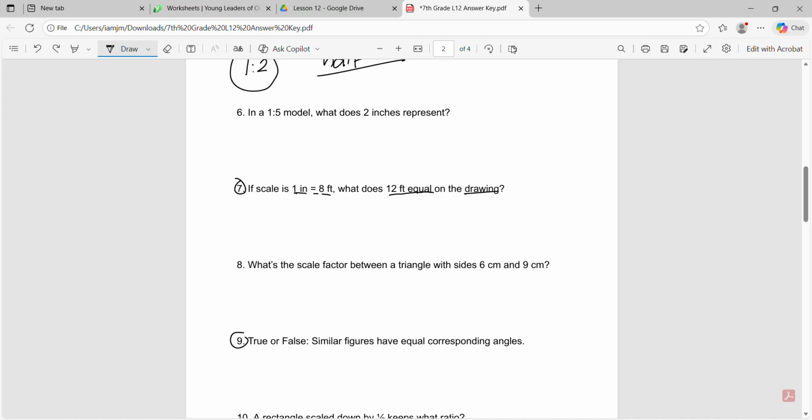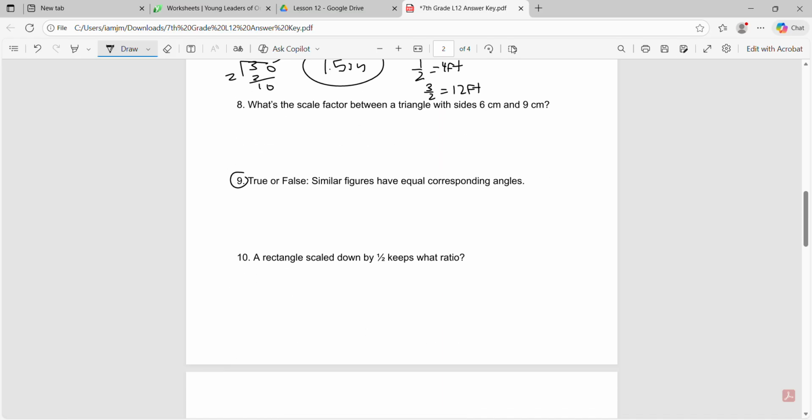We divide 8 by 2, 4 feet. We divide 1 by 2, which is 1/2. Multiply both sides by 3, you get 3/2 equals 12 feet. Divide 3 by 2, and you get 1.5. For 12 feet, it is 1.5 inches on the drawing.